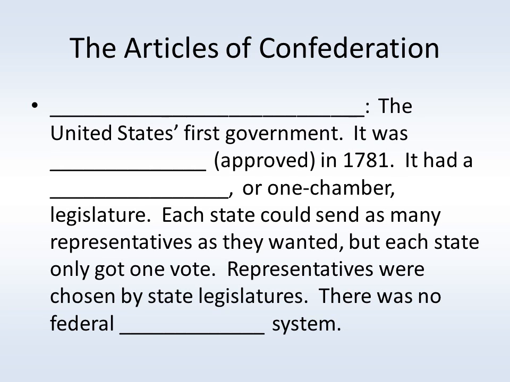As the United States moved towards independence, it created its first official government, the Articles of Confederation. The Articles of Confederation was ratified or approved in 1781, while the war was still going on. Under the Articles, the U.S. government had a unicameral or one-chamber legislature. Each state could send as many representatives to this legislature as they wanted, but each state only got one vote. Representatives were chosen by state legislatures, and there was no federal court system under the Articles.